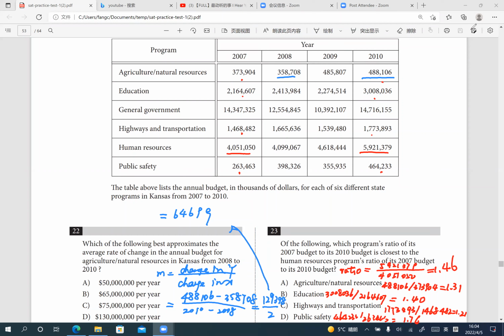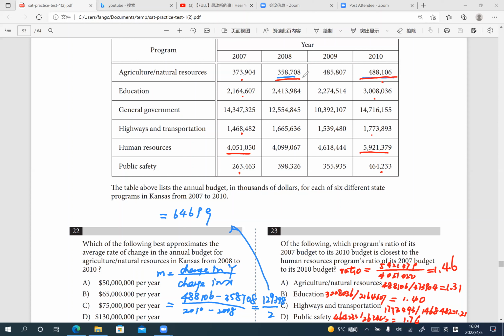So the average rate of change for agriculture and natural resources is equal to the change in Y divided by the change in X. So that is the definition of average rate of change. And 2008 is 488,106 minus 358,708. So that is the difference in Y.